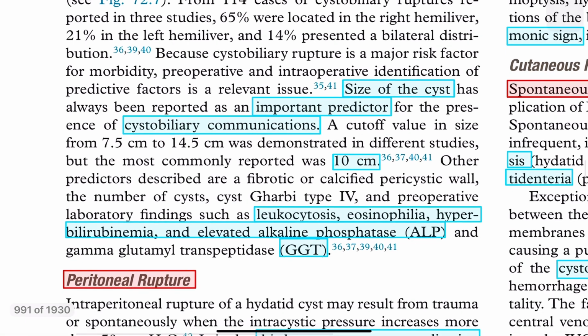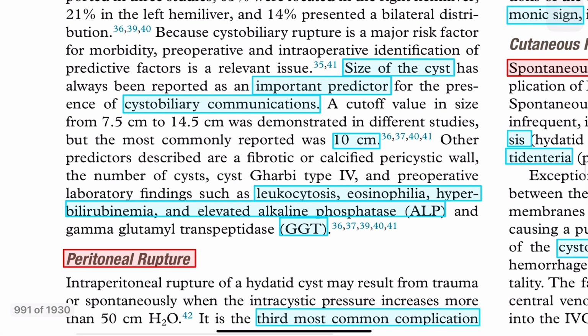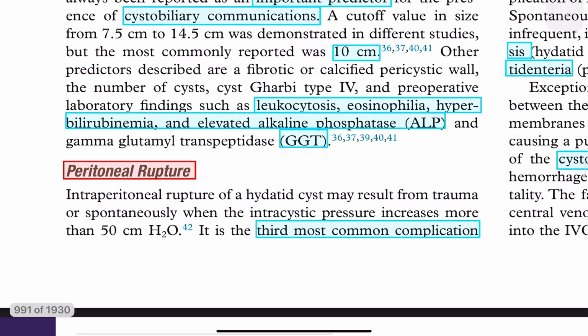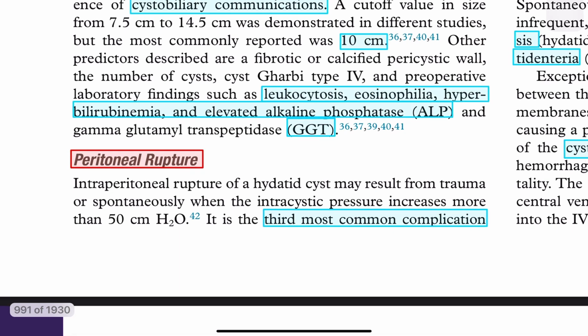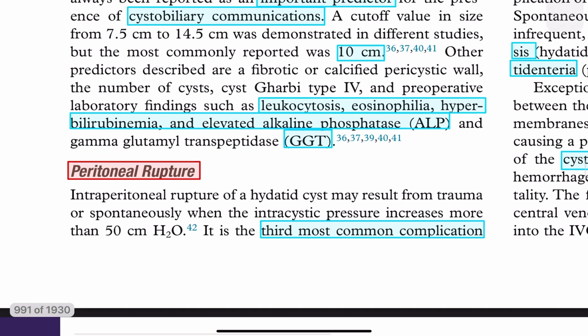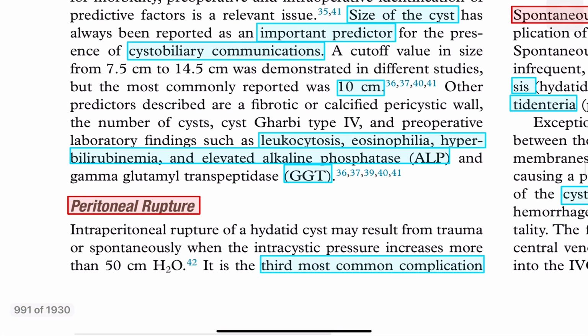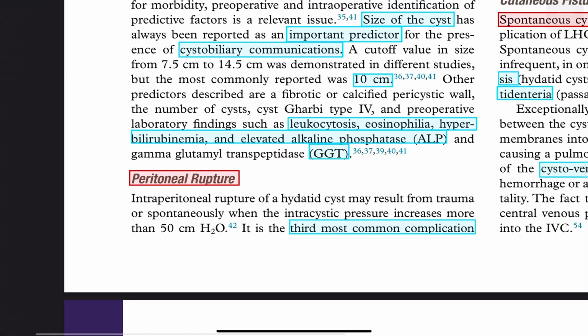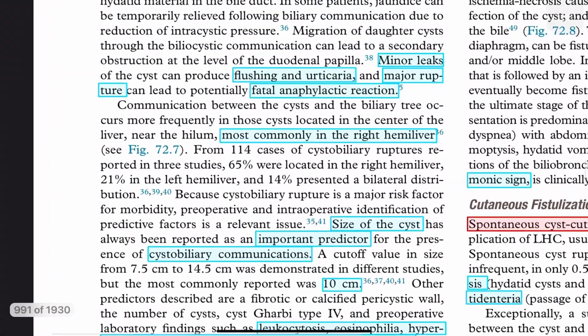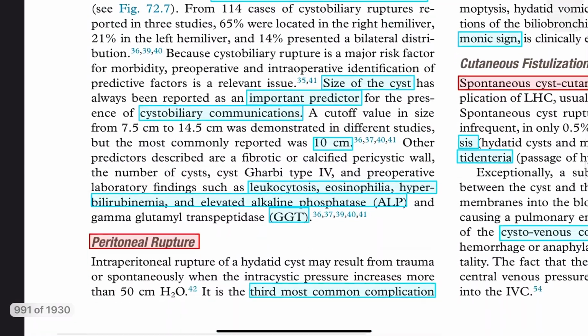Size of the cyst is an important predictor of cystobiliary communication, and the cutoff is generally taken as 10 centimeters. Leukocytosis, eosinophilia, hyperbilirubinemia, and elevated ALP and GGT are also associated with high risk of cystobiliary communication. If you see these findings, it may lead to cystobiliary communication.